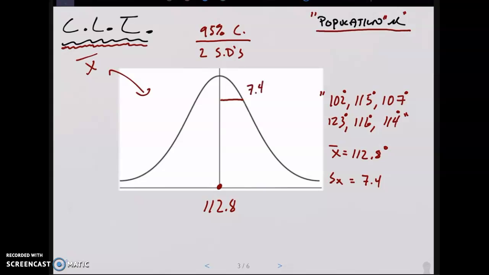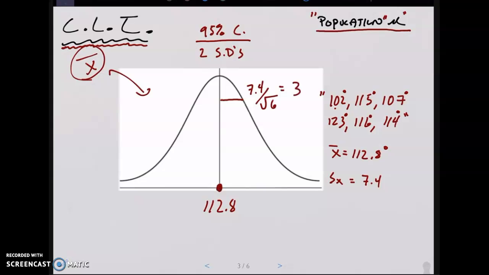And because this curve represents all possible x bars, I need to cut it. That's something that we learned on Thursday and Friday: as I take samples that are bigger and bigger and bigger, the shape looks a little bit more normal. In this case, it's going to be normal. And the standard deviation is going to shrink down by a factor of the square root of n. So divide by the square root of 6. 7.4 divided by the square root of 6 is 3.02. We'll call it 3.